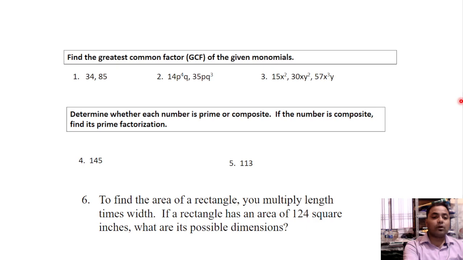Square 30x y square 57x cube y. Determine whether each number is prime or composite. If the number is composite, find its prime factorization.